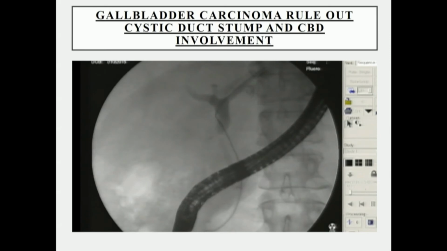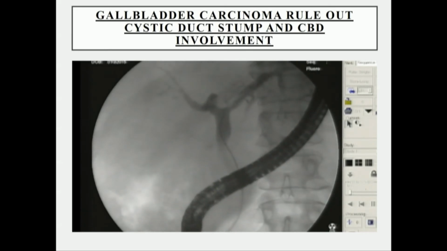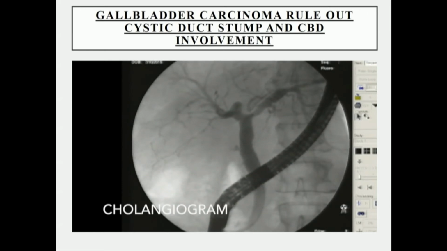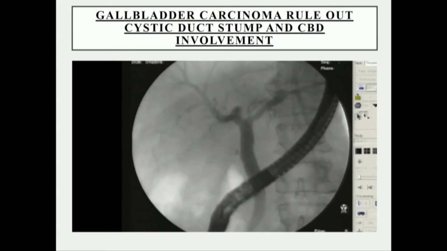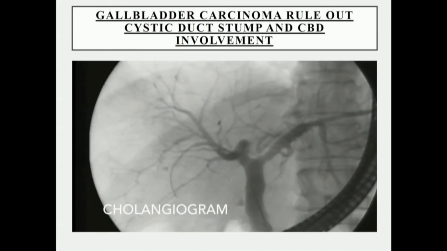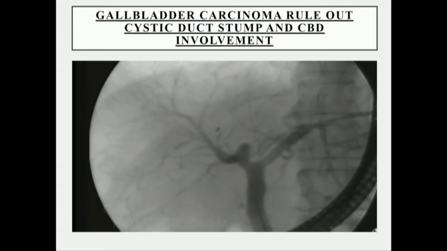So this is a video of exactly that case, right? So what we're doing is we're running a wire up the left vein and into the left system, and you're seeing a cholangiogram that looks essentially normal. But you can see where that cystic duct stump is actually just right here. So you're going to see a magnification of that. And again, we don't see any intrahepatic involvement.